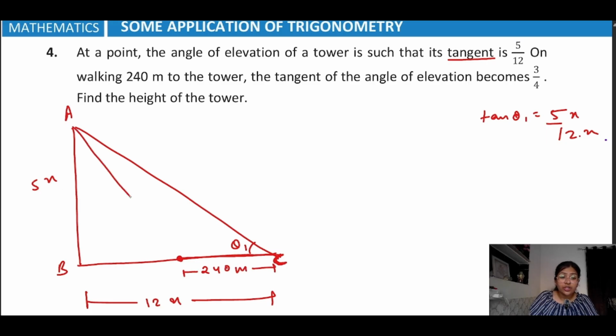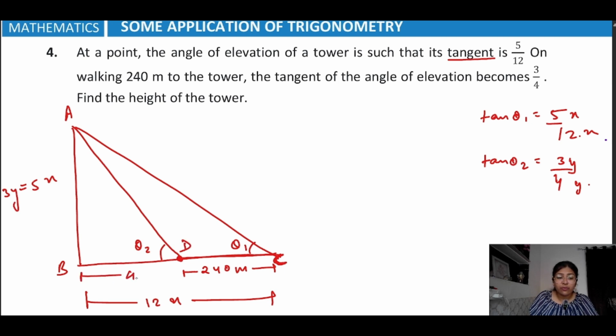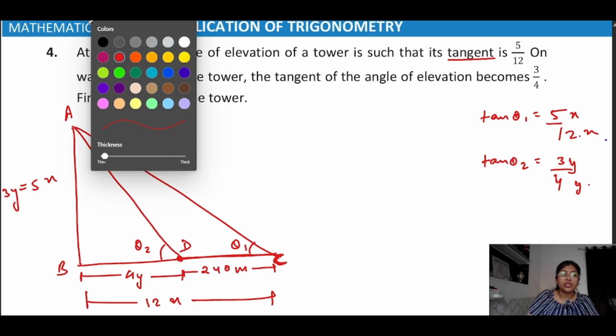Now the angle of elevation is 3 by 4, means tan theta 2. The angle of elevation changes. Increasing or decreasing? Yes, increasing, because it is moving towards the foot. So tan theta is 3 by 4. Since again it is a common ratio, the common thing will cancel each other. So we are letting the common thing as y, so it is equal to 3y, and this BD is equal to 4y. This is clear to you? Okay, now you can solve the rest of the question very easily. You have two equations. Solve those two equations.